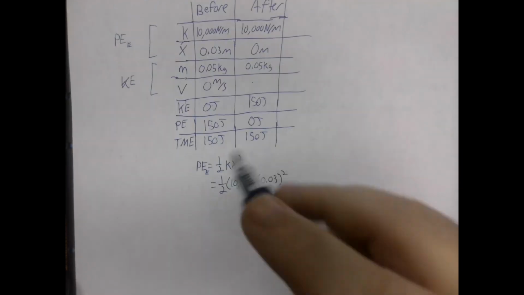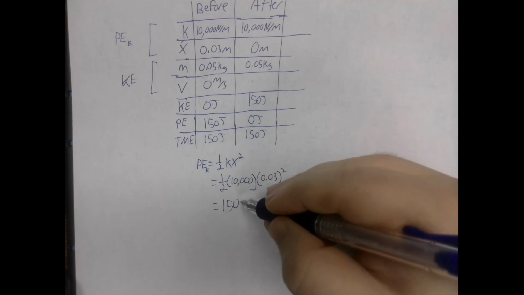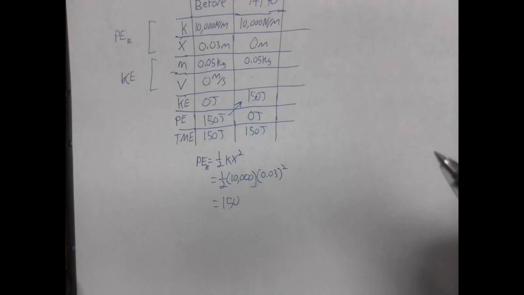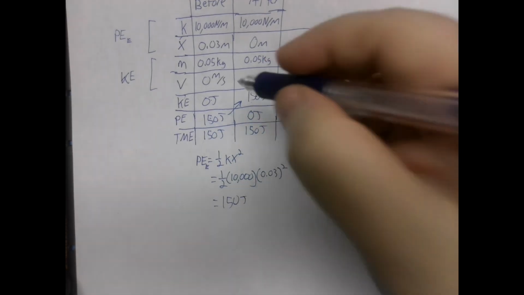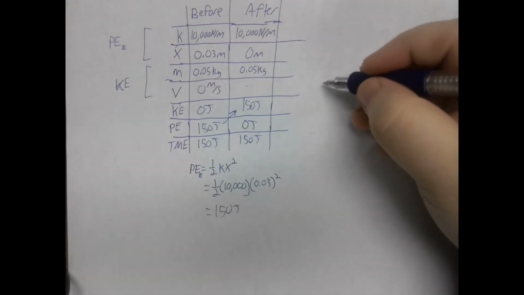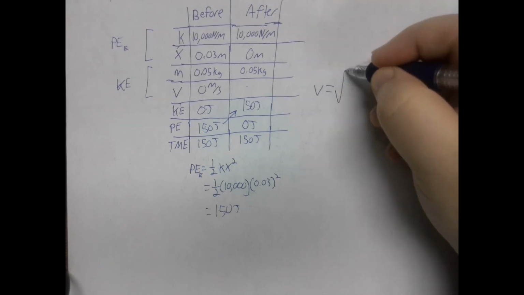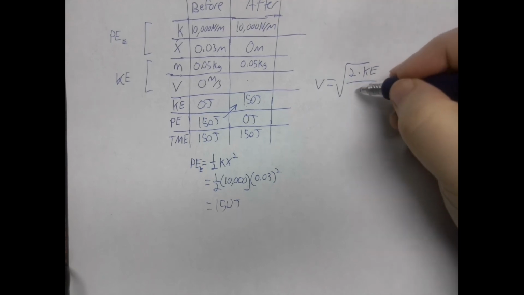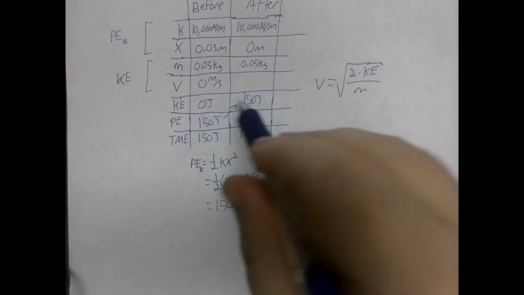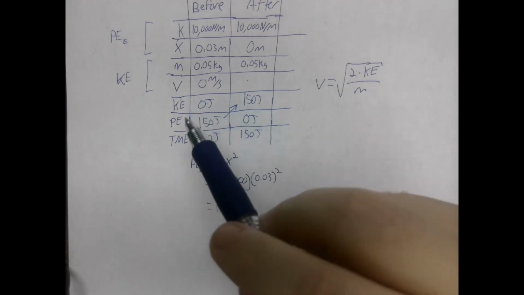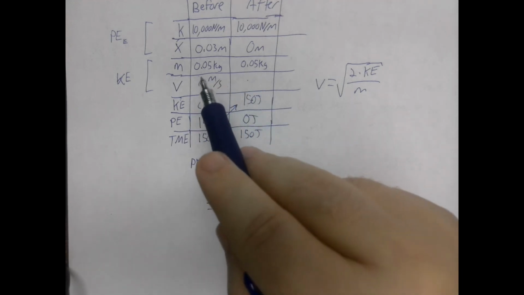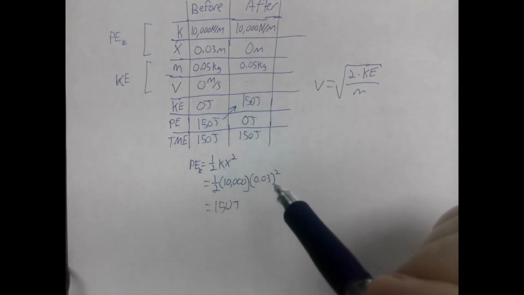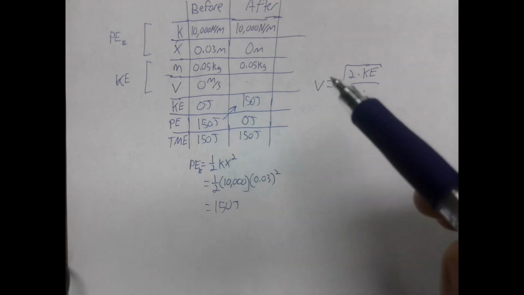So all you really needed to know was that the potential energy is being converted into the kinetic energy. We know how to solve velocity from kinetic energy. Velocity is equal to the square root of 2 times the kinetic energy divided by mass. So I wouldn't do a table for this. I would solve for potential energy, and know that all the potential energy is being converted into kinetic energy.